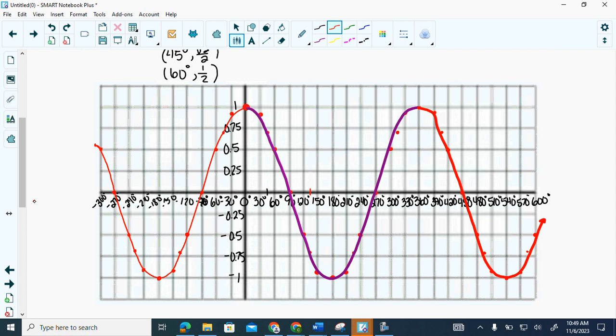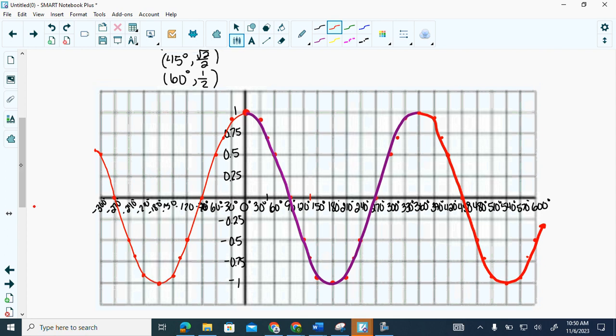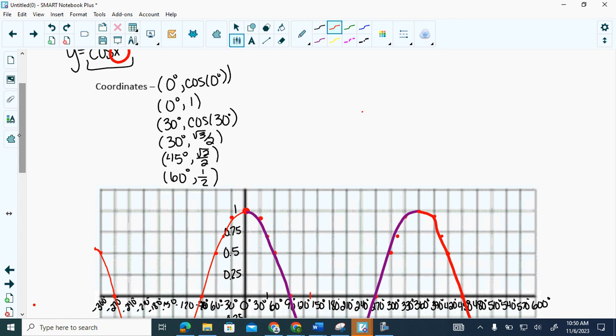But these are not x values. These are y values. They're x values off your unit circle. Those are all y values. Cos of 30 is a y value. You want to pull the answer off the x of your unit circle, but it's not an x value on the graph. This is an x. This is a y. Coordinates are always x, y.